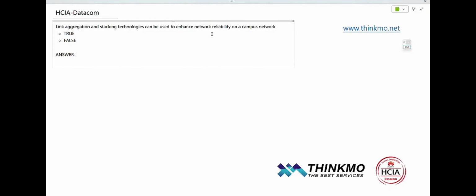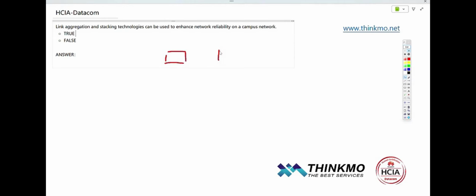For the third question, we can see that link aggregation and our stacking technology can be used in campus networks to enhance the security of the network. Actually, this is not only used in campus networks. More often, in fact, we can also implement link aggregation in our enterprises. Combined with our stacking technology, stacking essentially allows us to treat multiple devices as one.